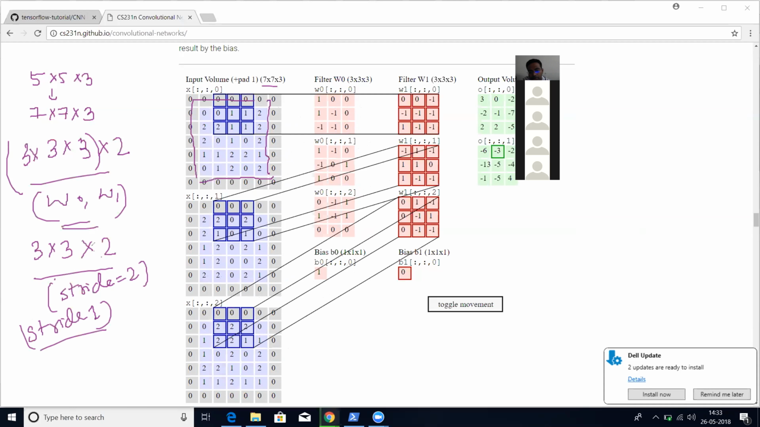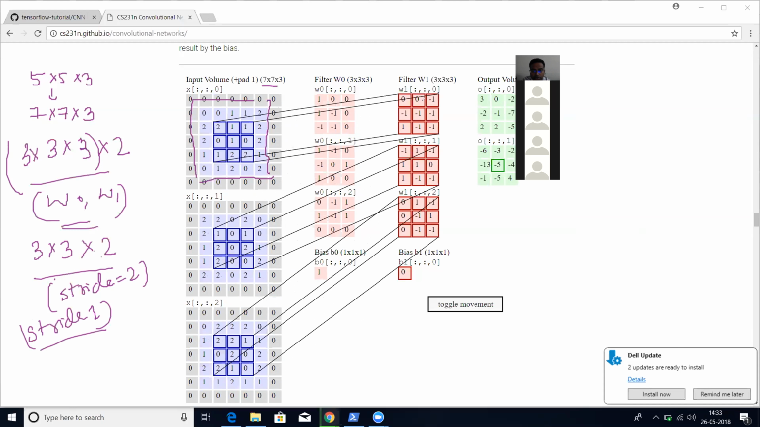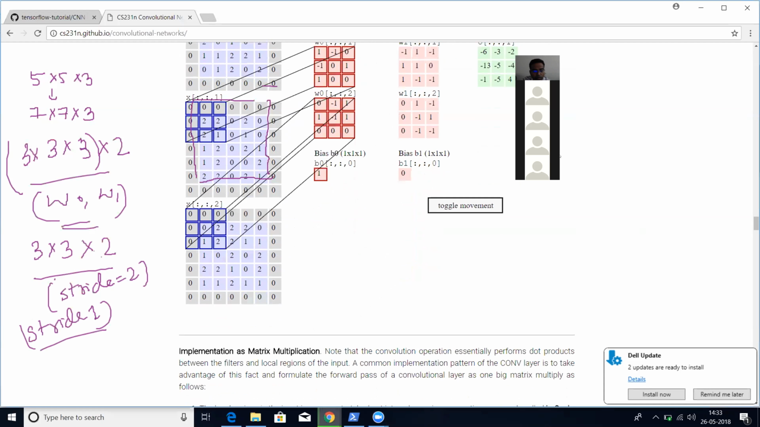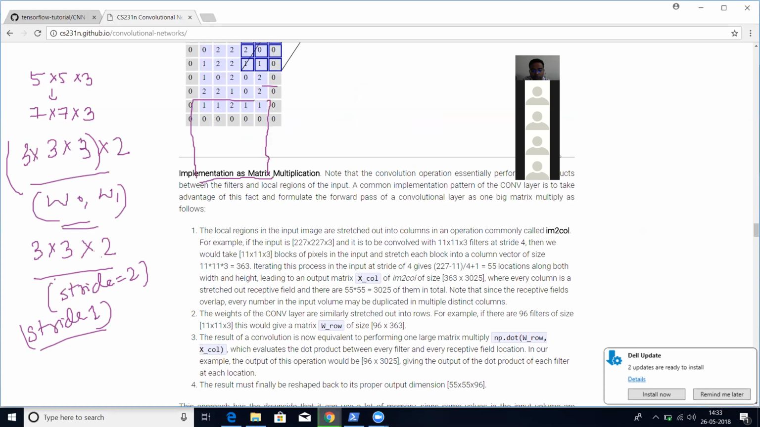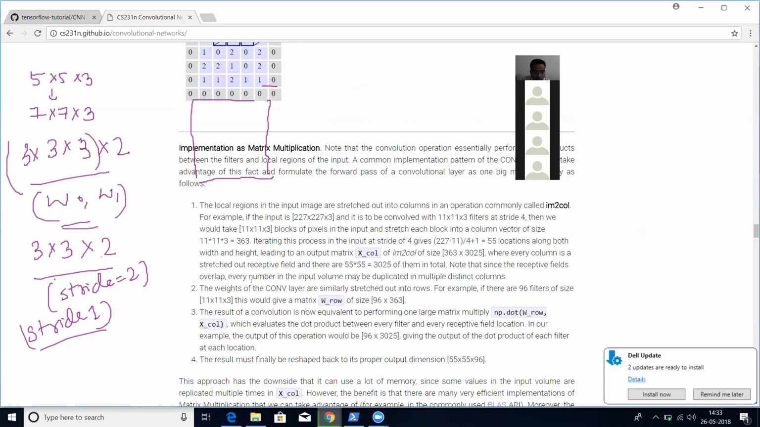Is it clear, everybody? I'll do this one more time. I understand in one shot it is never clear. Stride, yeah. If you reduce the stride, so you can see here, you can see the dot product weightage.